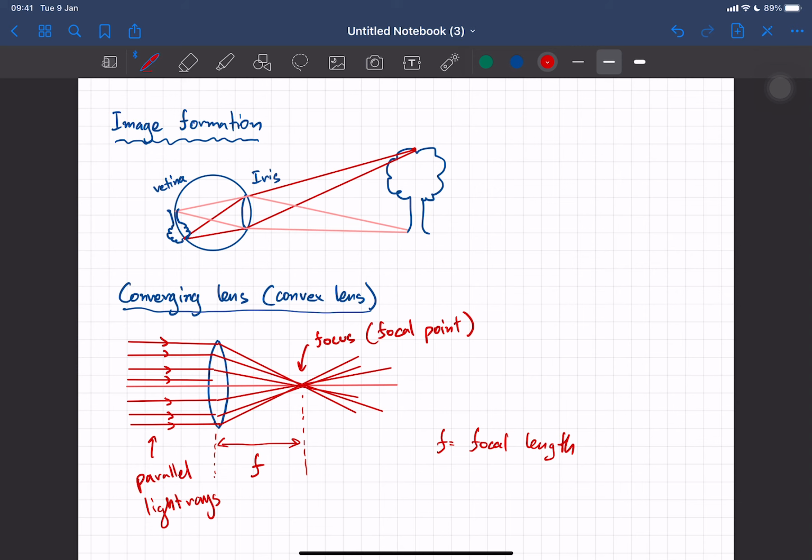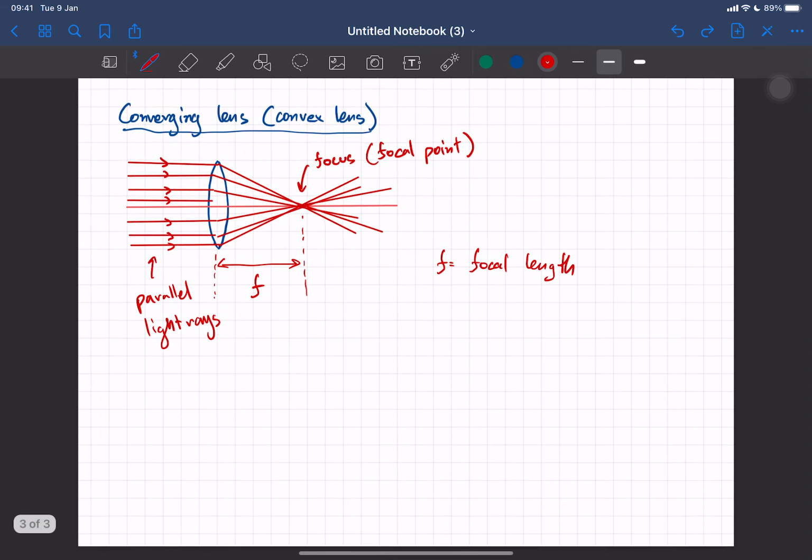So this is parallel light ray, and parallel light ray is the light ray that is coming from an object which is very, very far away, okay? But sometimes the object is not that far away. So how do we deal with that? And the goal of this whole thing is to be able to calculate the relation between two distances, the object distance and the image distance.